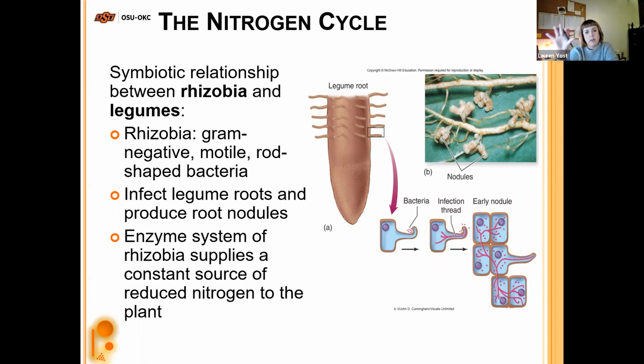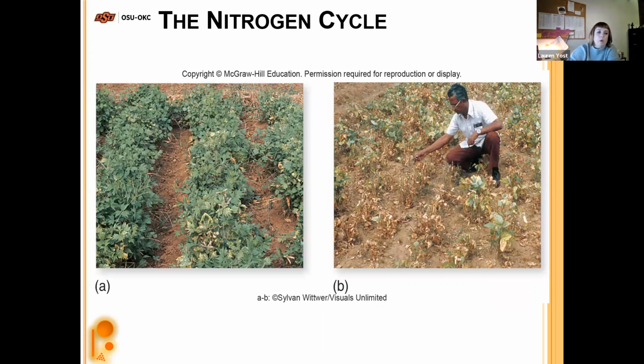So the bacteria get to be secured within these root nodules and be kept safe, and get pushed out into the soil where there's nutrients for them, whereas the plant is benefiting because it's getting the byproducts of the bacterium. Essentially, the enzyme system of rhizobia supplies a constant source of reduced nitrogen to those plants, legumes. This is an example over time when we look at a field that was growing like this in the past, and what fields look like now. This is actually a real thing as well. It's a very serious issue at the time.